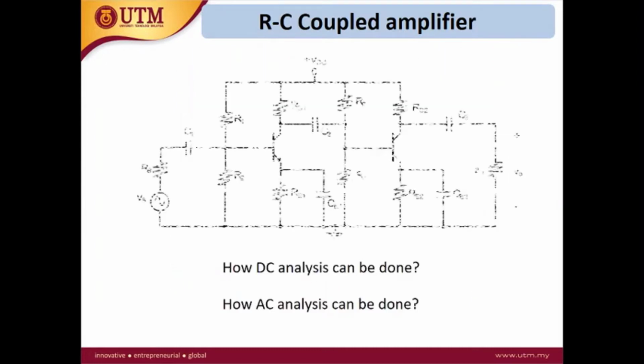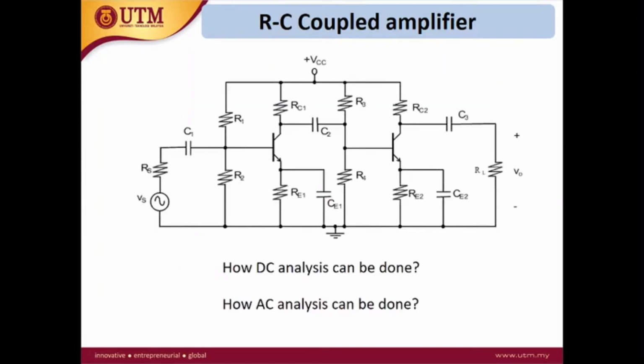So how can the DC analysis be done, and how can the AC analysis be done? For AC analysis in this chapter, we will only cover the mid-band analysis. The flow of analysis is the same as what we have done in the previous chapters.